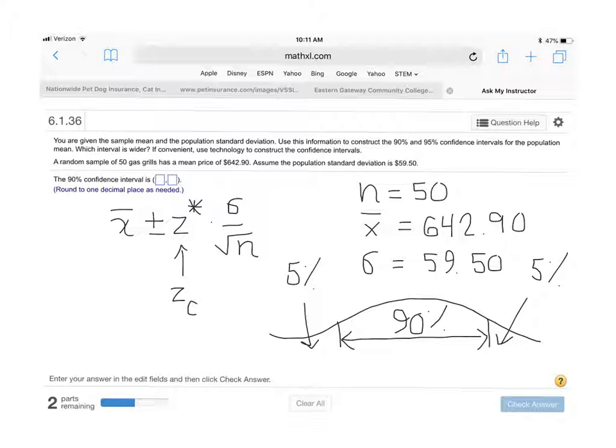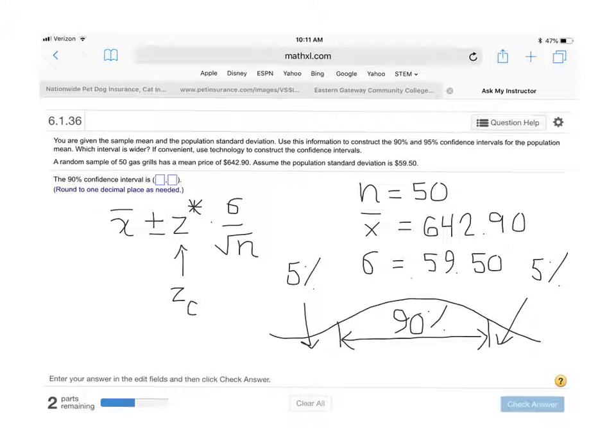So we can go to our table of critical values for the normal curve, and we can look in the body of that table, which can be found in the appendix of our textbook, if there's not a link available to it here. And we're trying to get as close to 0.4500 as we can get. Now let me explain why.